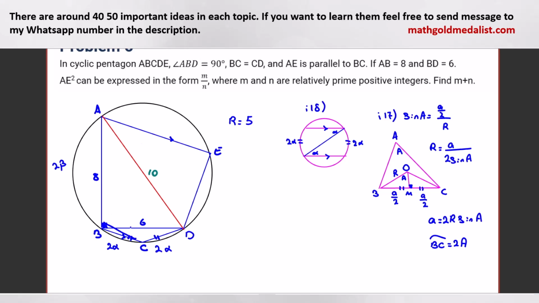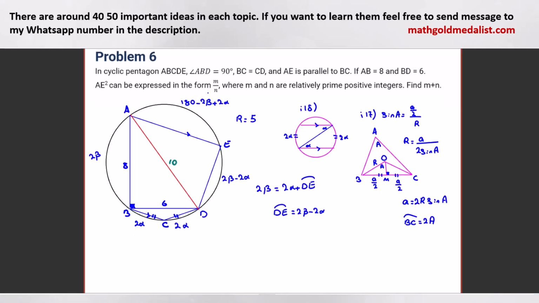Because these two lines are parallel from the assumption of the problem, 2 beta is equal to this one. Let me write: 2 beta is equal to 2 alpha plus arc DE. So arc DE will be what then? 2 beta minus 2 alpha. So let's write 2 beta minus 2 alpha. And this one will be what? Because the whole part is 180, it will be 180 minus 2 beta plus 2 alpha. Okay.